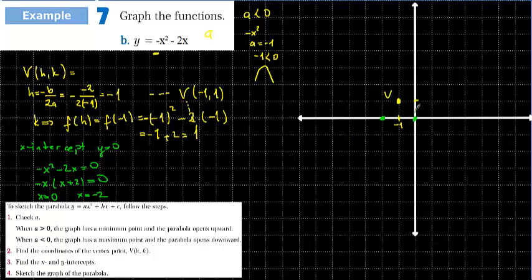Okay, the last part is to find the y-intercept. Actually I already found it because when x is equal to 0, y is also equal to 0, but let's see that one also. y is equal to minus x squared minus 2x, so y is equal to minus 0 squared minus 2 times 0, y is equal to 0. If you remember, for the y-intercept, x was equal to 0. Okay, I found the x and y intercepts, and this is the last part of the question.